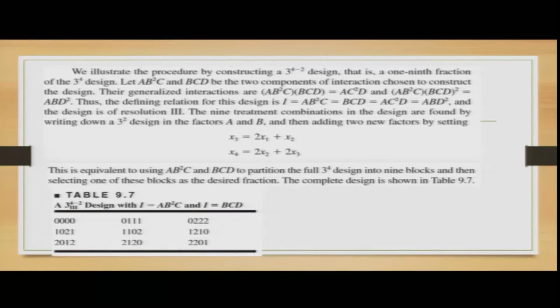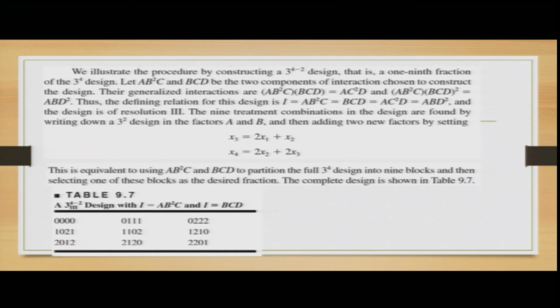The 9 treatment combinations in the design are found by writing down a 3 square design in the factors A and B, and the other factors are given as x3 equal to 2x1 plus x2 and x4 equal to 2x2 plus x3. This is equivalent to using A B square C and B C D to partition the full 3 to the power 4 design into 9 blocks and then selecting one of these blocks as the design. The complete design is shown in this figure.